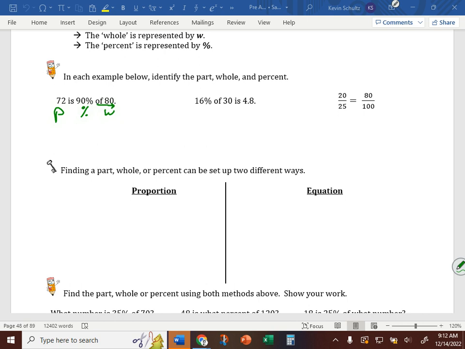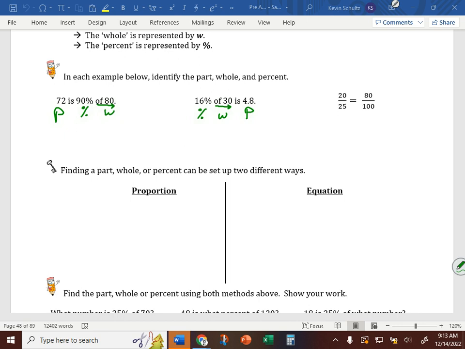16% of 30 is 4.8. Start with the easy one. What's our percentage? 16. It's got the percentage symbol. What's our whole? What's our part? 30 is the whole, because it follows that word of. 4.8 is a part of 30. It's 16% of 30. 30 is the whole. 4.8 is going to be the part.